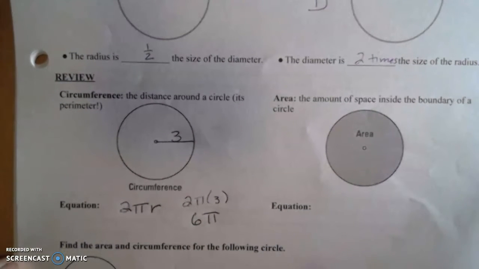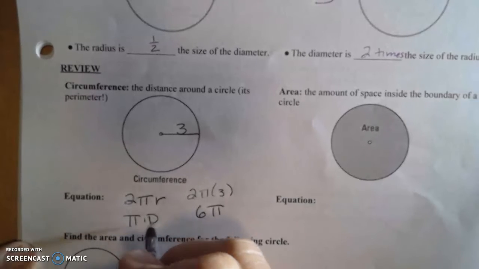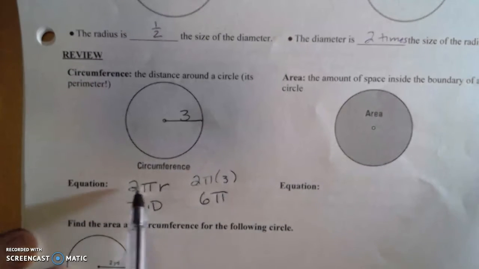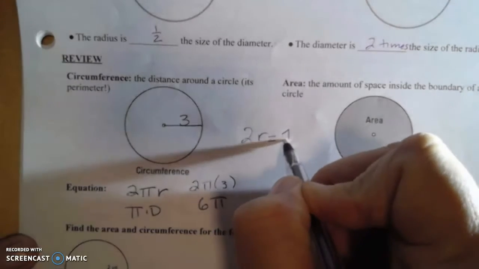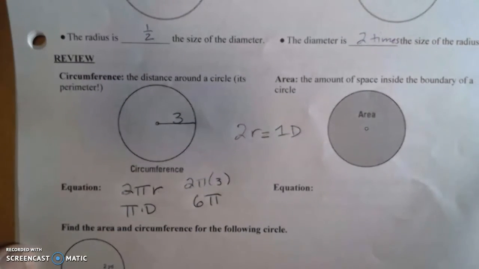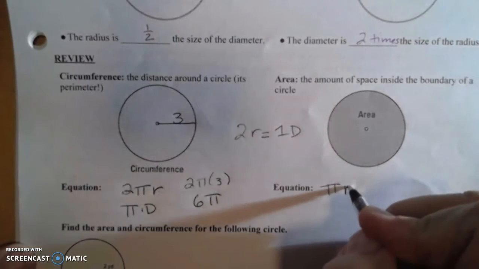Another equation people always say is pi times diameter, because you're just going to take two radiuses. 2 radius equals 1 diameter. So pi times d. And the area of a circle, we've dealt with area of a circle before, is pi r squared.